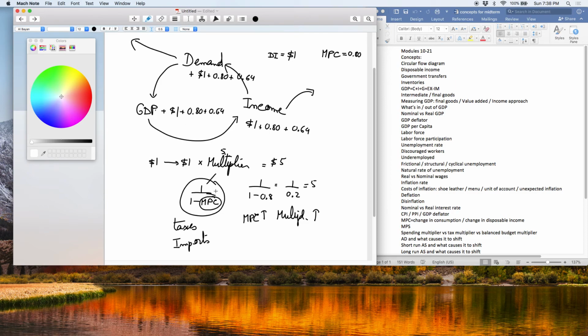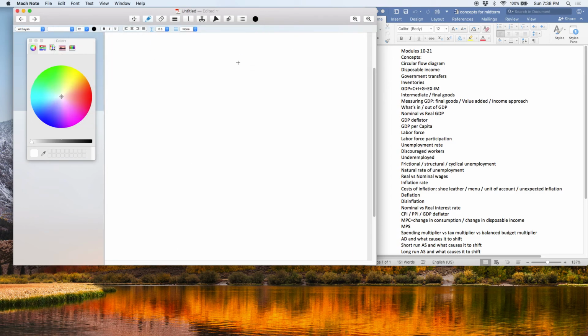Okay? All right, so we figured out that when autonomous spending increases by $1, the multiplier for autonomous spending is 1 over 1 minus the MPC. What if you have a tax cut? Okay, in other words, demand equals C plus I plus G plus exports minus imports, right?